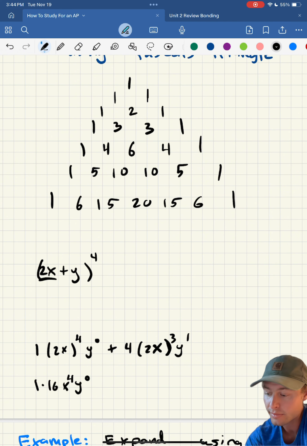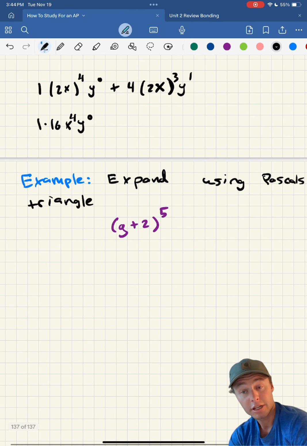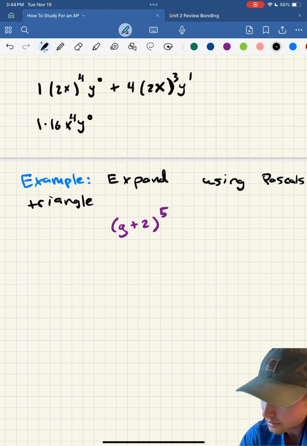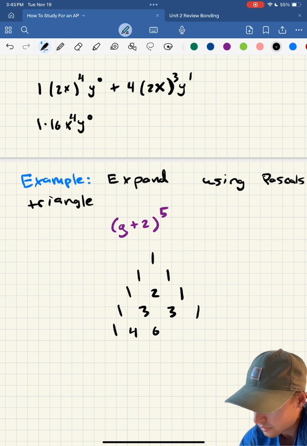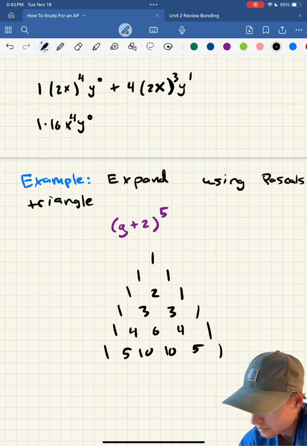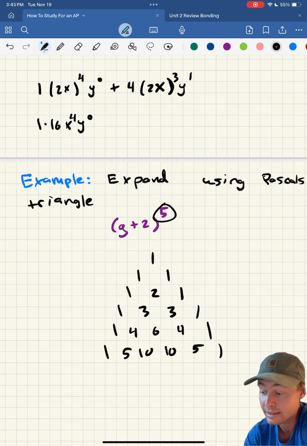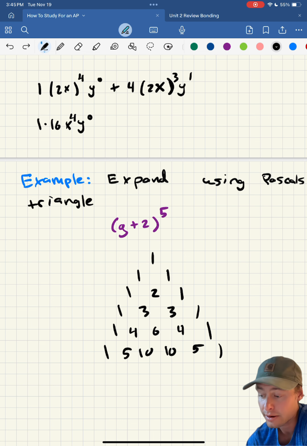Okay. All right, let's look at an example here. g plus 2 to the fifth. So I'm going to draw out my Pascal's triangle really quick. 1, 1, 1, 1, 2, 1, 1, 3, 3, 1, 1, 4, 6, 4, 1, 1, 5, 10, 10, 5, 1. Cool, so because my exponent is 5, that means I need to go down to the 6th row of Pascal's triangle, which I've just ended with here.